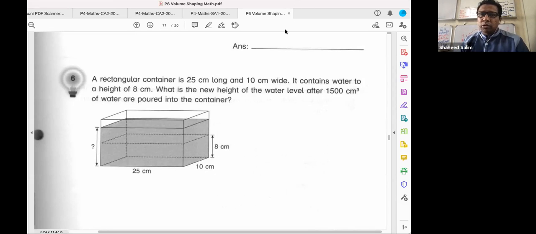Okay, Zahin, this 1,500 is not the whole volume, it's the water that's added. Can you find the height from here to here? If you can find the height from here to here, 8 plus that.